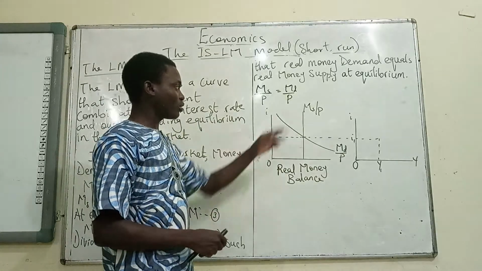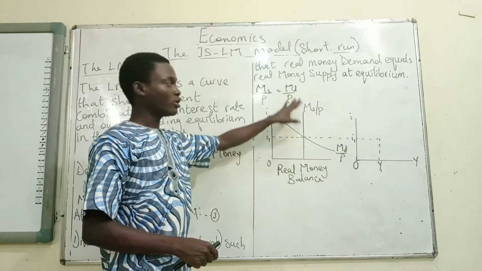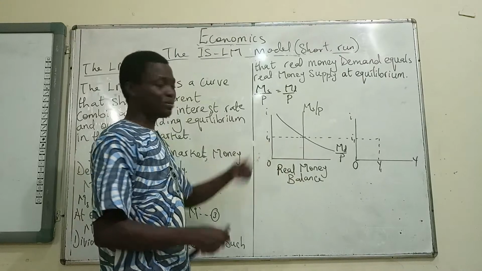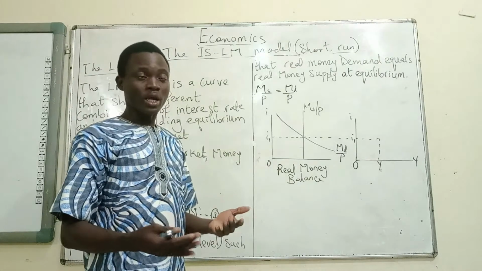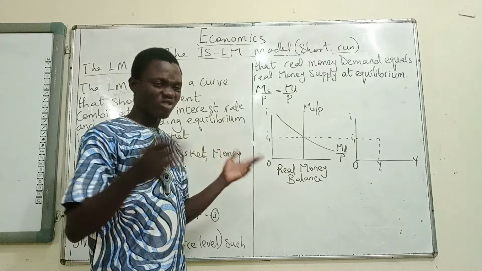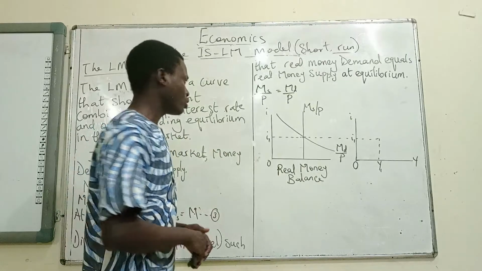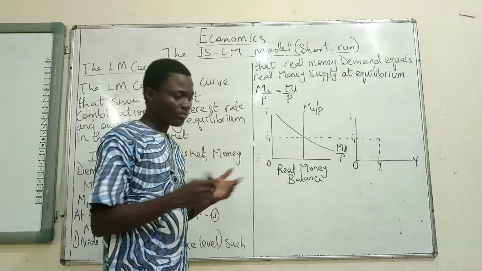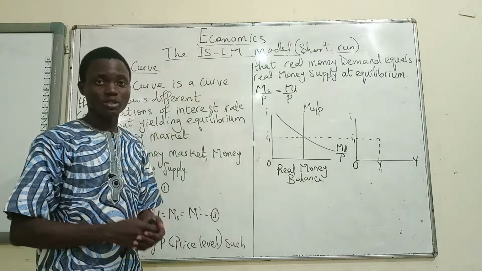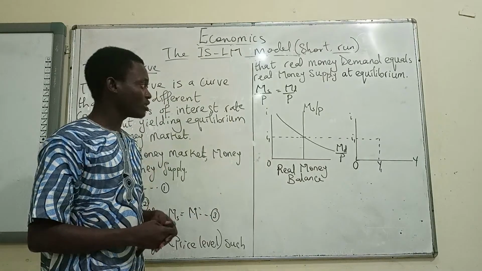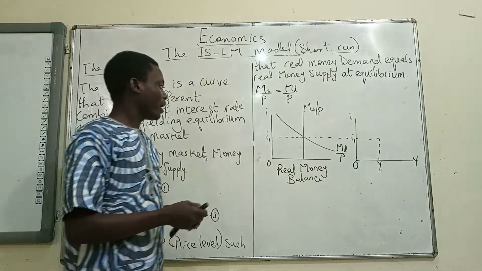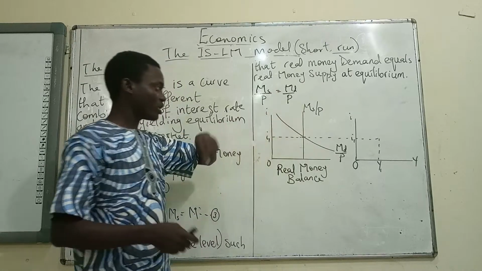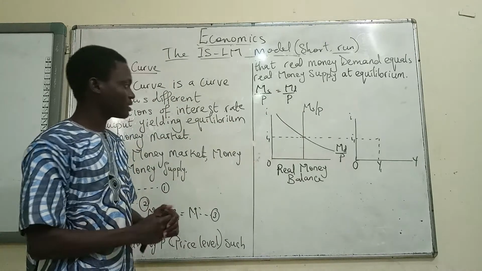Here we have real money supply now. Real money supply is not a function of the interest rate. No matter the interest rate, the real money supply is the same. Whether the interest rate increases or decreases, the central bank does what it wants to do. If it doesn't want to increase the money supply, it doesn't, and if it doesn't want to reduce it, it doesn't. So that's why this is just constant. For more explanation, visit the previous classes as I mentioned.